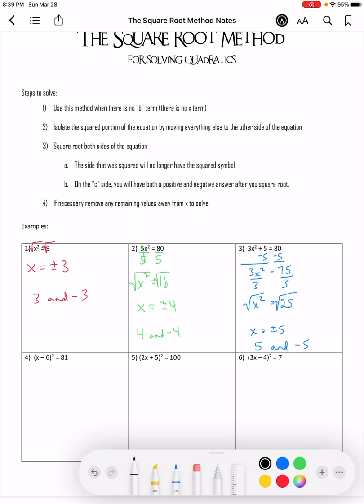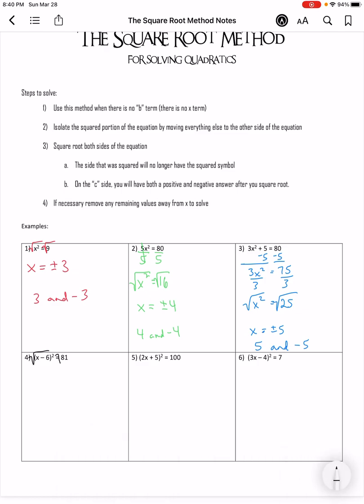It says (x - 6)² = 81. When we have this situation, the whole entire binomial is squared. So everything on that left side is part of what's squared, so we don't have to move anything. I'm just going to start with a square root on both sides. Using the logic from example 1, the square root of x² was x, so the square root of (x - 6)² is simply x - 6. And that would equal either a positive or negative.